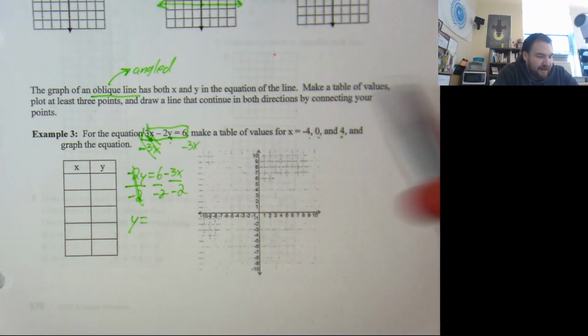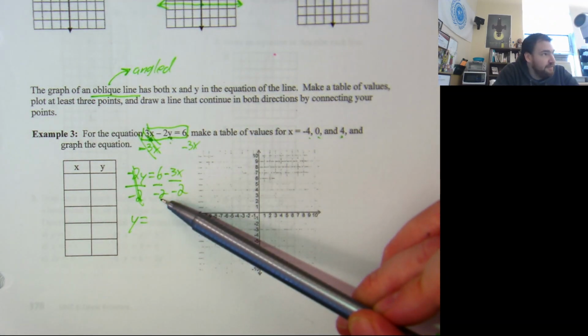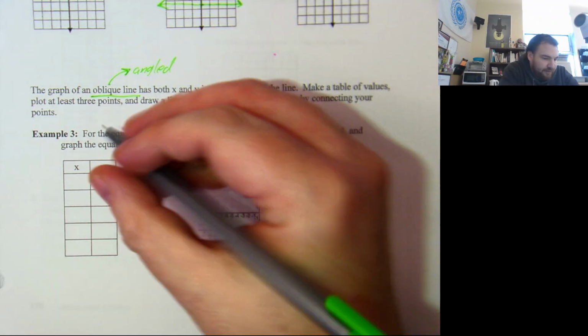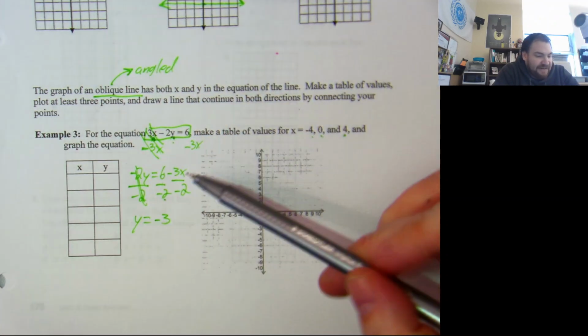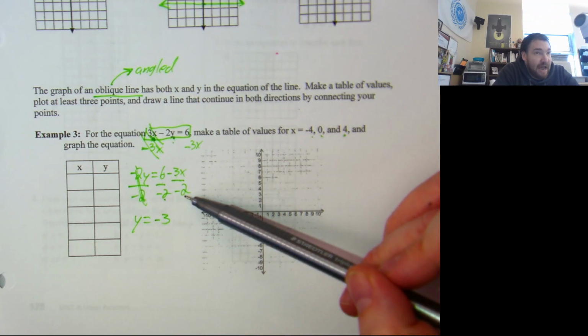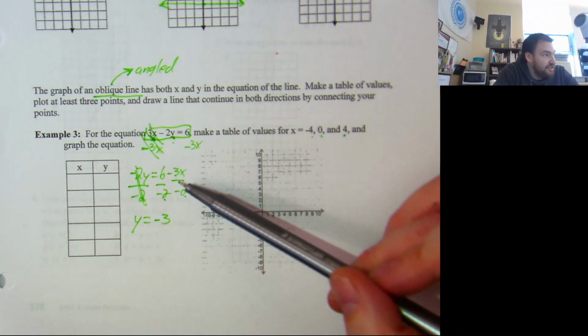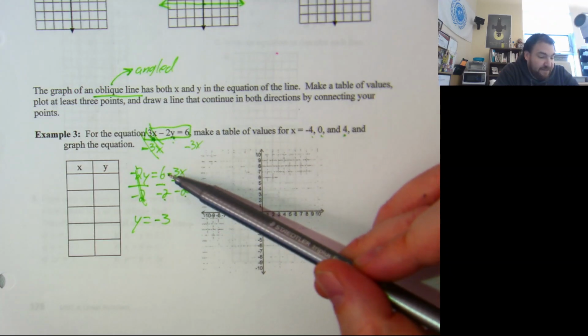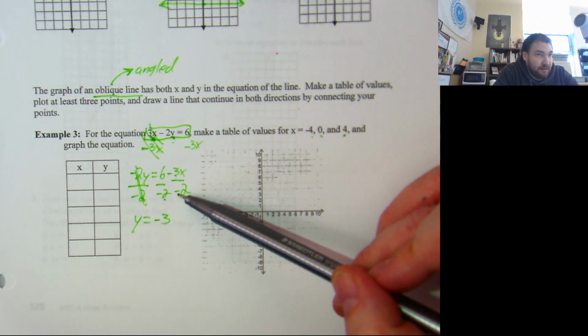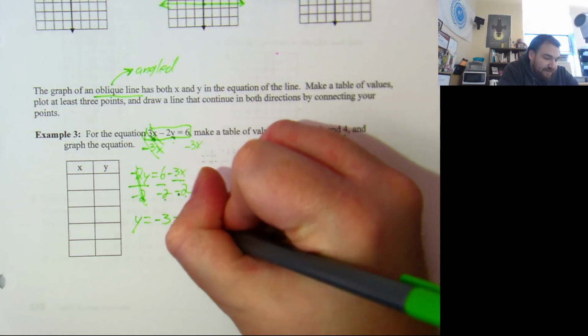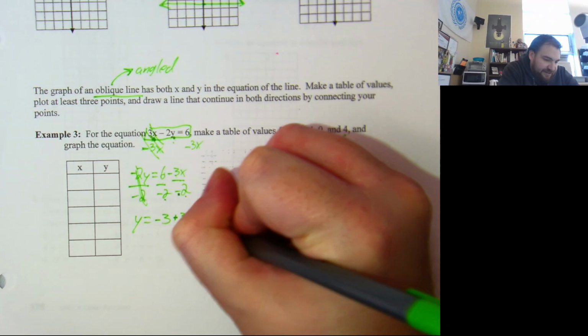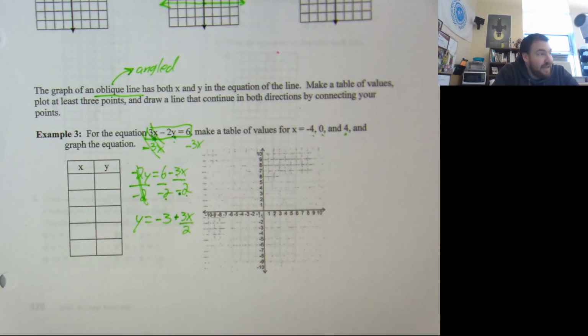And now let's simplify. 6 divided by -2 is -3. And then I have -3x divided by -2. I'm going to leave this as a fraction to make our life simpler. But a negative divided by a negative is going to make this thing positive. So this is going to become -3 plus 3x over 2. And believe it or not, leaving that as a fraction is going to make our life easier.